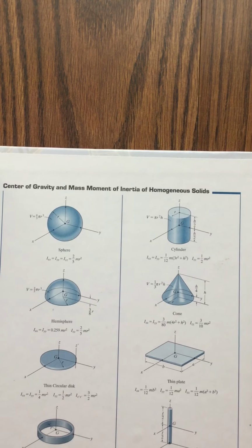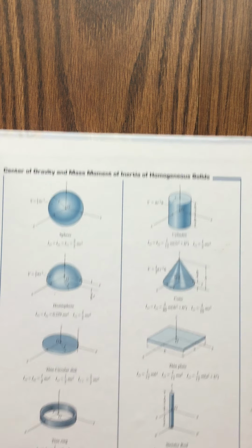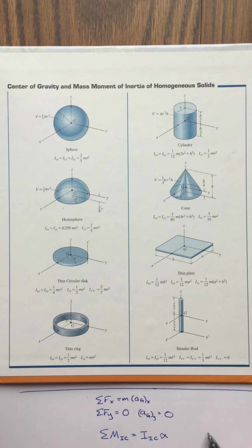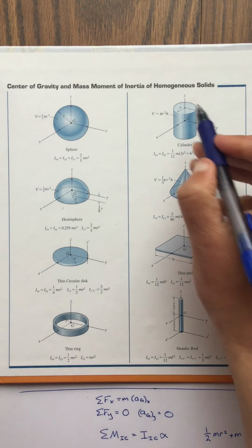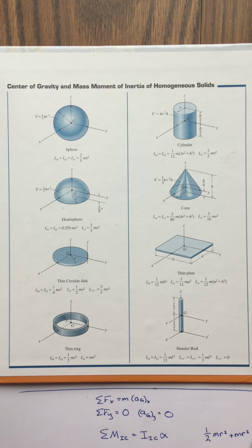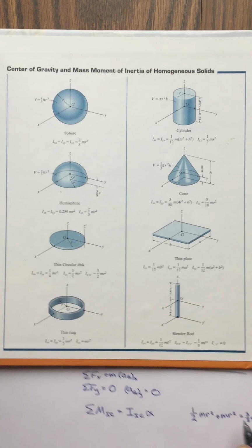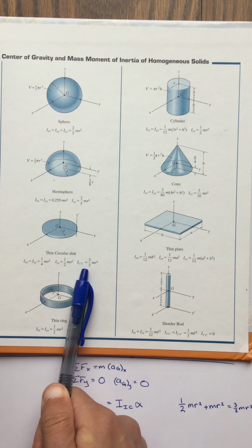Since they didn't give us the moment of inertia that we want here, we could use the parallel axis theorem for the cylinder. The parallel axis theorem says the moment of inertia for an axis going through the mass center plus the mass times d squared, where d is the distance between the original axis, which was z, and the new axis, which is here. That distance is just the radius. So that gives me 3/2 mr squared. That's the same thing that we have here for the thin circular disk.